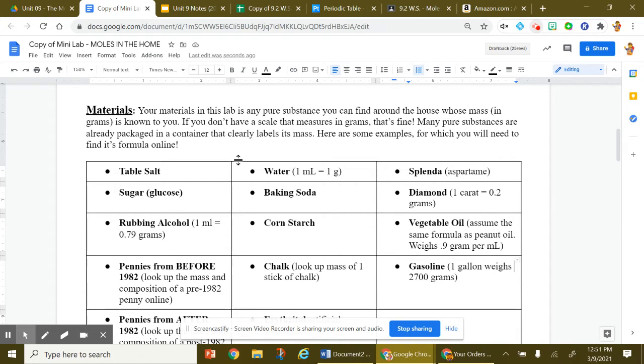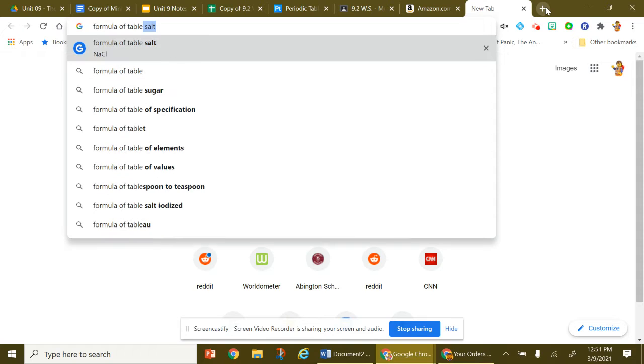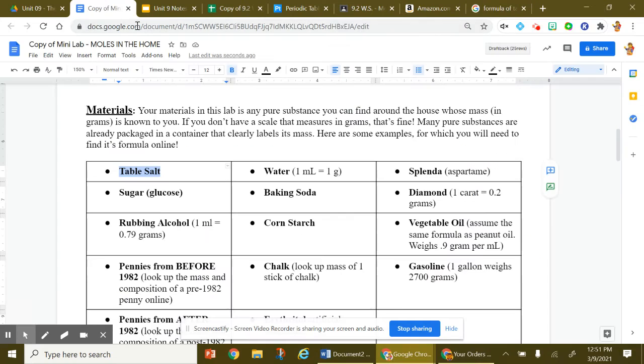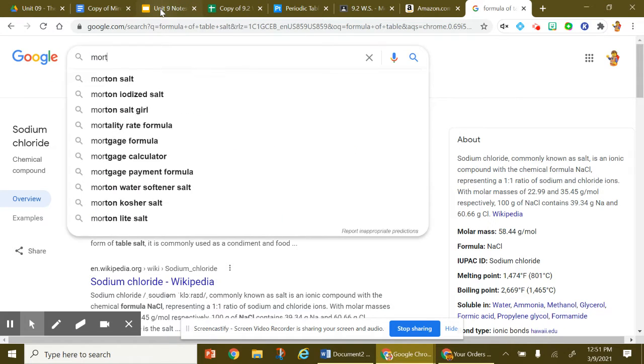So, for example, you need to go around the house and find a container of table salt, because you know the formula of table salt, or you can just look up the formula of table salt, and it will tell you the formula, NaCl. And then you need to record not just its name and formula, but how much of it you have. Now, how are you supposed to know how much table salt you have? Well, let's just look up a sample of a table salt container. Let me look up a package of Morton salt.